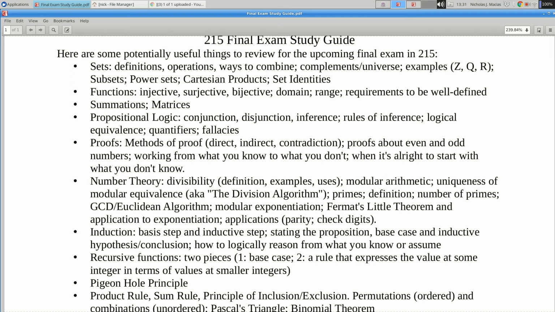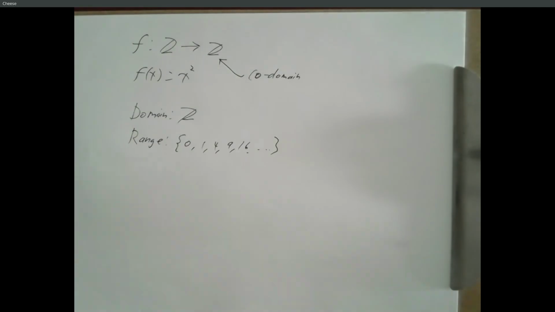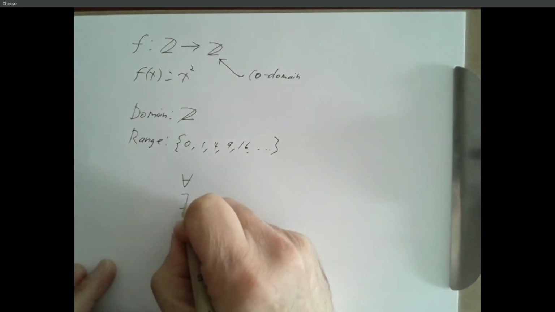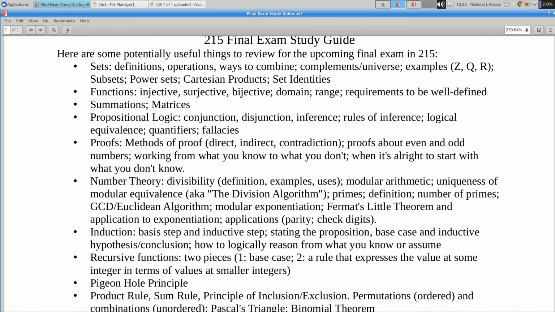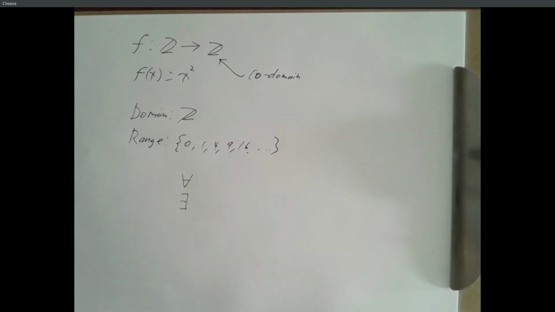Propositional logic, so kind of like set theory. So conjunction is an and, disjunction is an or. Inference is something like P implies Q. And then there's pages 57 and 58 in the text that are the rules of inference and logical equivalences. So all that implies, quantifiers are for all, and there exists. And most of those you can kind of reason your way through by just the meaning of those. And fallacies, so a pair of fallacies, a pair of truths.